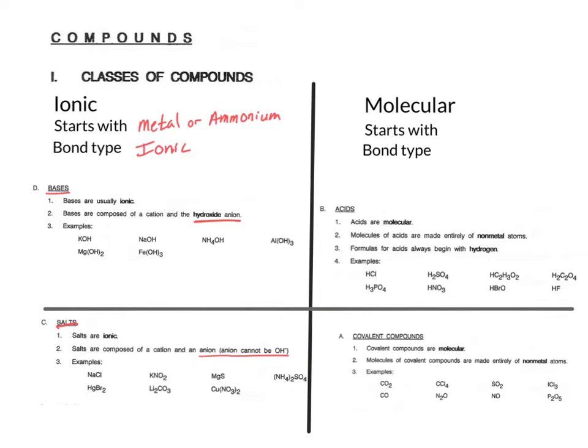On the other hand, we have molecular compounds. They start with nonmetals and end with nonmetals. The bond type is a covalent bond. They can have two classes. They are acids and covalent. Acids are any molecular compound that starts with hydrogen. Covalent compounds are any molecular compound that starts with anything except for hydrogen. And we add in our one exception, and that is water is a covalent compound.